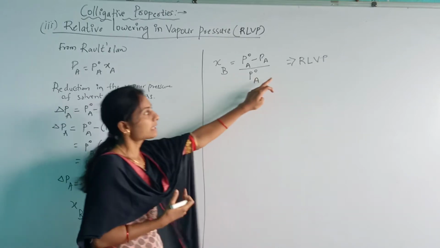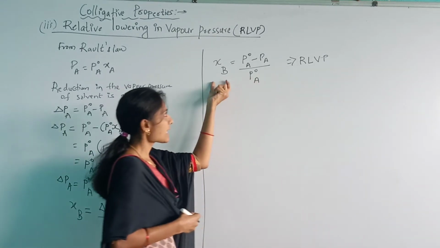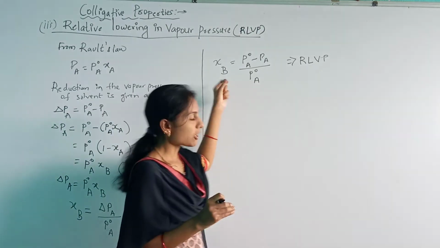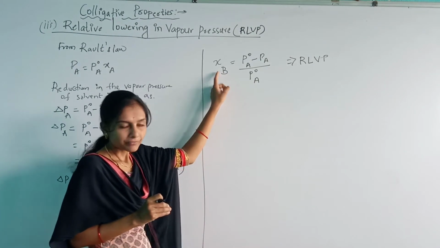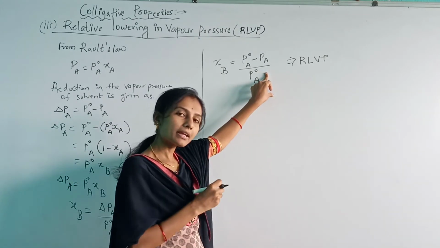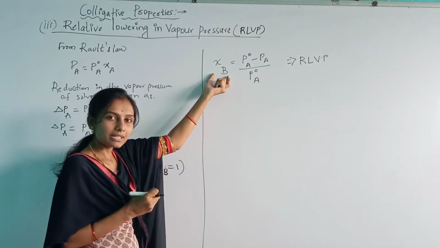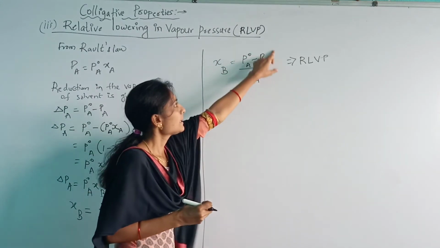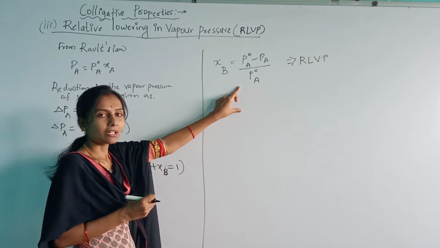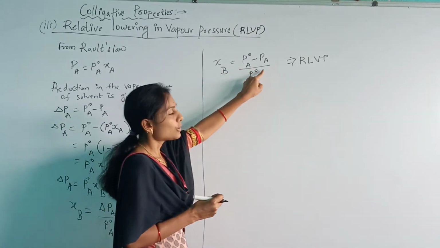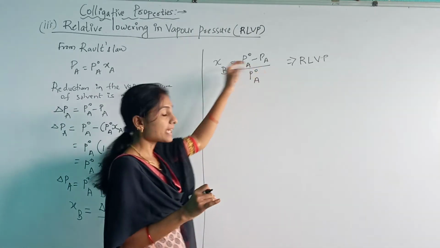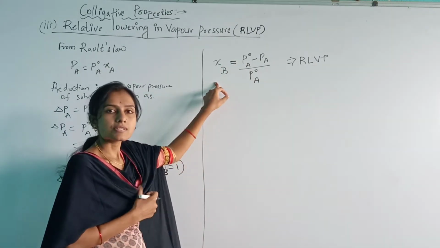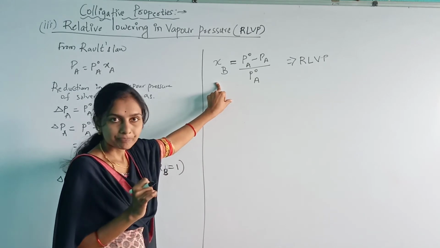So relative lowering of vapor pressure is the mole fraction of solute, because XB refers to the solute. Why am I calling it a colligative property? Because this complete term, (P naught A minus PA) by P naught A, depends upon the mole fraction of solute, XB.